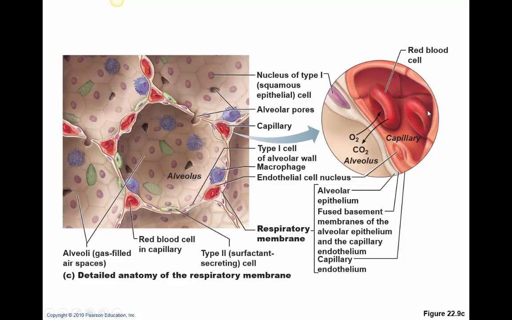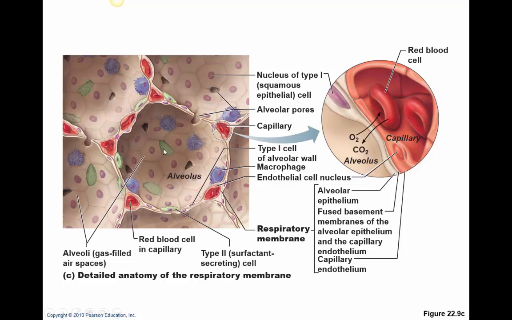So we know that carbon dioxide from the tissues is carried from the blood to the capillaries and into the alveoli. So it just diffuses out of the blood into the alveoli. And the oxygen is going to diffuse from the alveoli into the blood to be carried away, oxygenating the tissues.